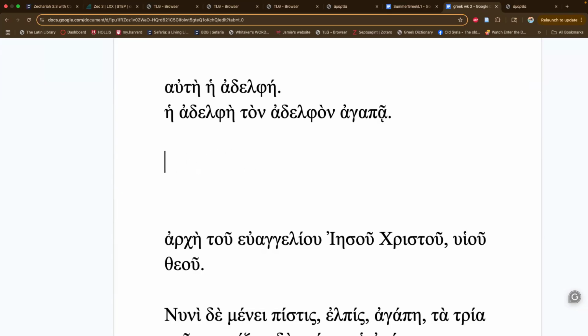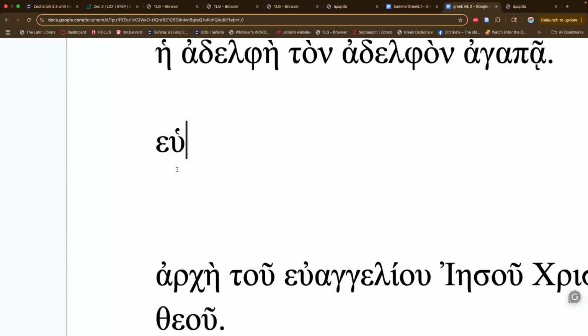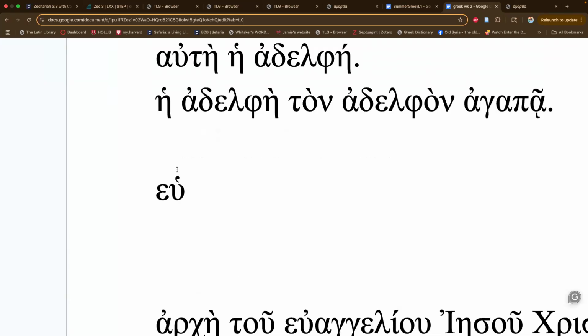This applies for any vowel, including diphthongs. So if you have eu, this is just eu. If you have heu, it's heu. So this only occurs at the beginning of a word.